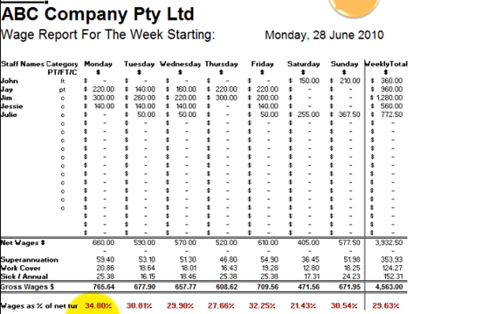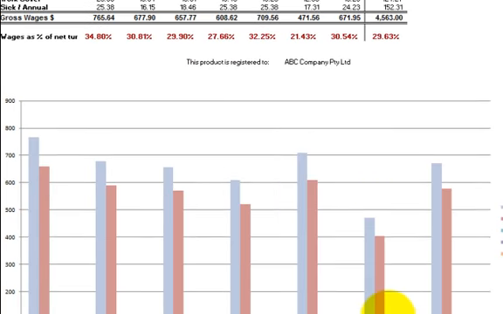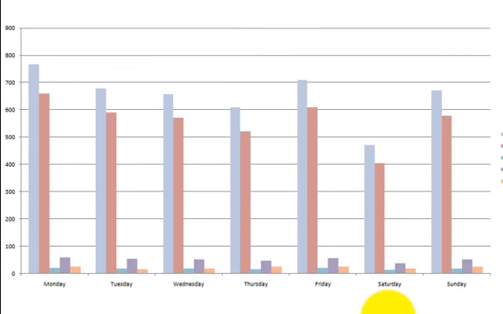Just at the bottom here we have wages as a percentage of net turnover, and you can see that because they're all highlighted in red, they haven't met the KPI that was set for wages for that week. We have 34% on Monday, 30% on Tuesday, 29, 27, 32, 21, 30%, which gives us an average of 29.63% for the week. If we scroll down, we get this represented graphically.